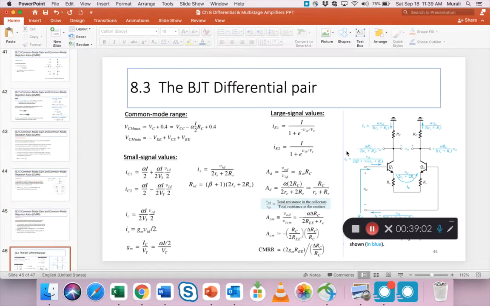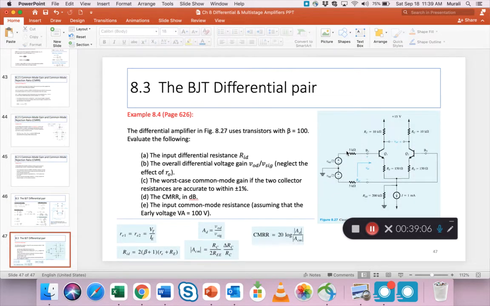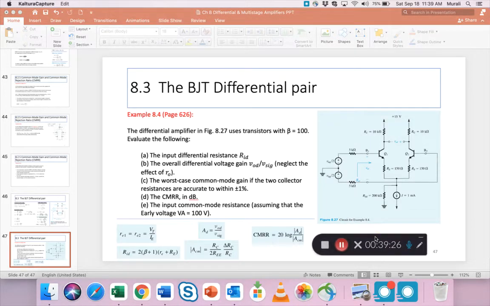That's it for these problems. I guess the only thing I have left then is to look at example 8.4 in page 626. This is in the textbook, so I guess I don't have to spend too much time on this.